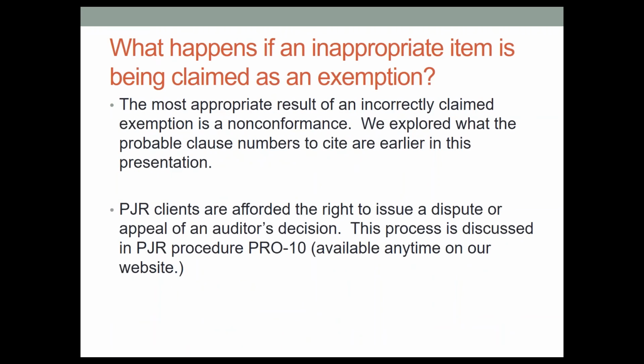So what happens if an inappropriate item is being claimed as an exemption? The most appropriate response to an incorrectly claimed exemption is typically going to be a nonconformance. Now, we've explored what the probable clause numbers to cite are going to be earlier in this presentation. Now, please remember that you do have the right to issue a dispute or an appeal of an auditor's decision through our PRO 10 process. That's available on our website.